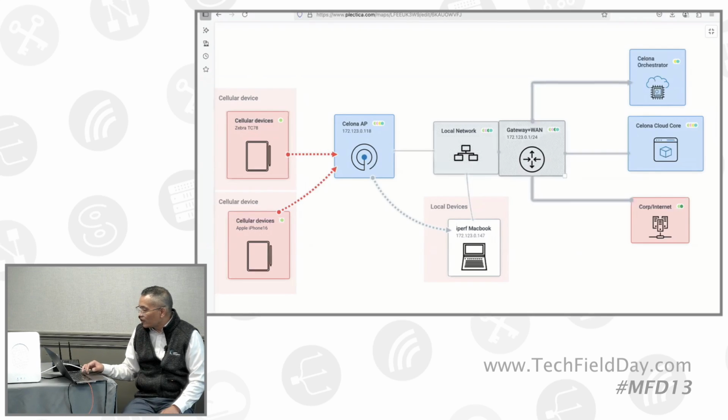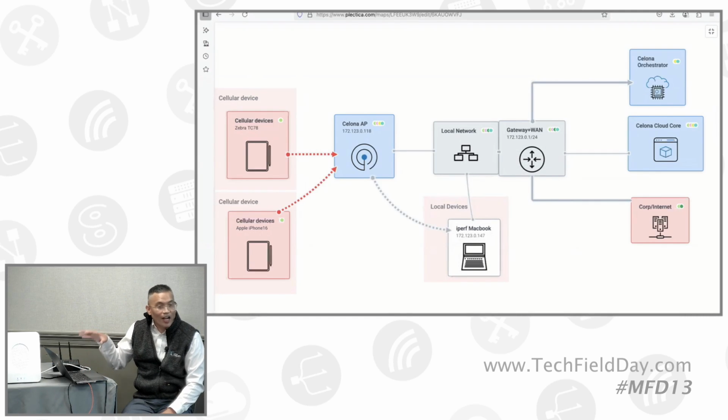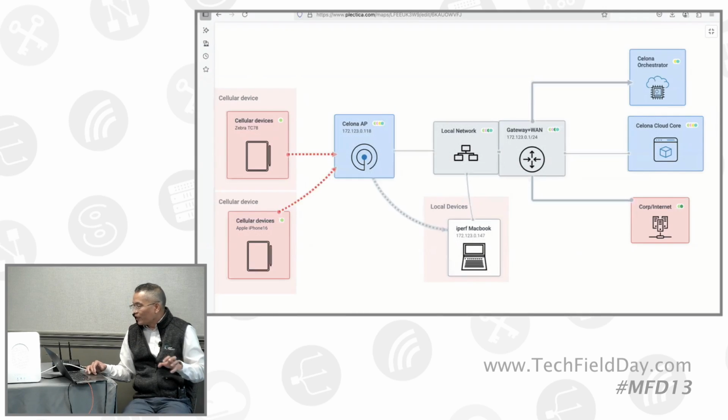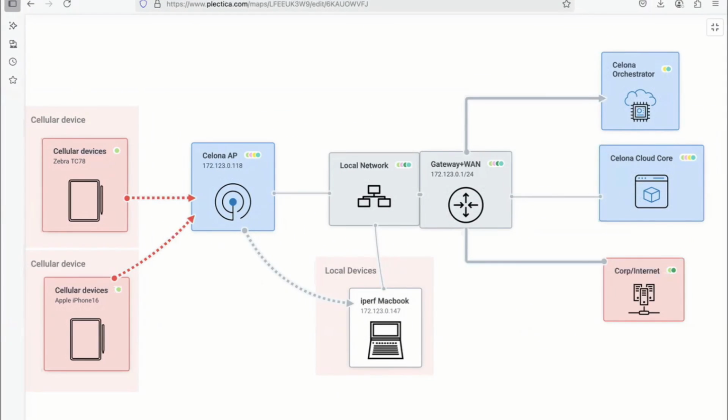Also connected to this cellular router is this laptop from which I'm presenting. This laptop will be running iPerf so that we can do a little bit of throughput testing today in this demonstration. And then in the cloud, we'll have the portions that we've taken out of the edge, as well as the Celona Orchestrator, which is a cloud-based service to manage all of your Celona deployments. So let's look at that.